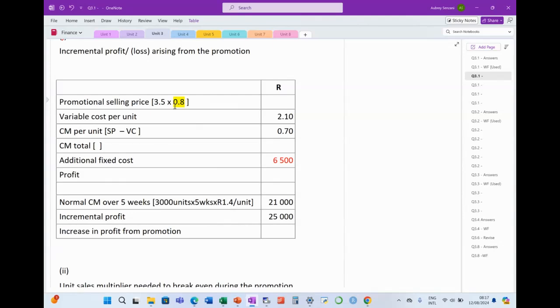Should I switch off the lights? Can you guys see clearly? I can switch off.